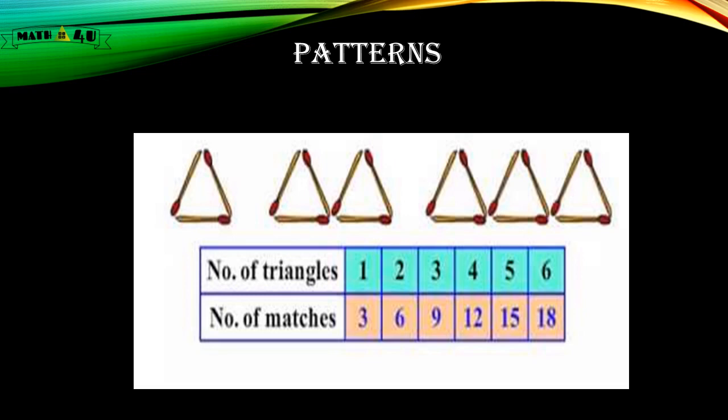Patterns. Now we are going to form some patterns using matchsticks. The pattern formed is a triangle. For one triangle, the number of sticks used is 3. For two triangles, the number of sticks used will be 2 into 3, that is equal to 6. For 3 triangles, 3 into 3, that is equal to 9. For 4, it will be 4 into 3, that is equal to 12 sticks, and so on.